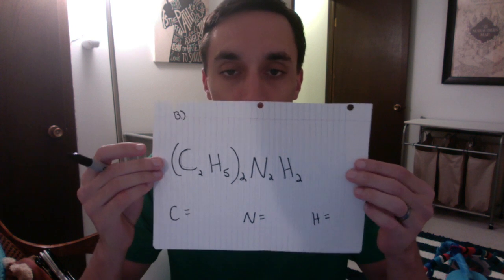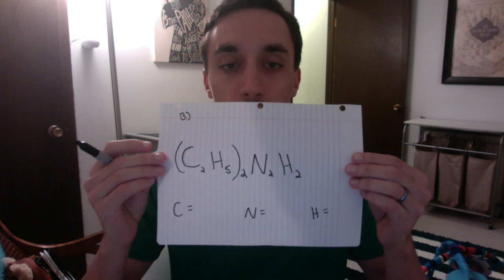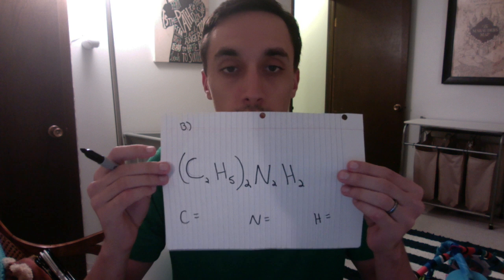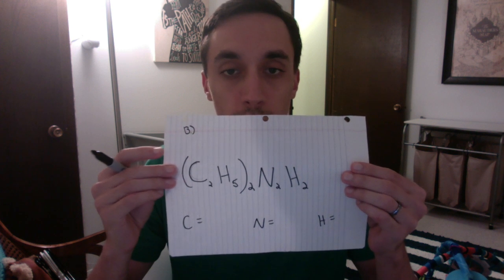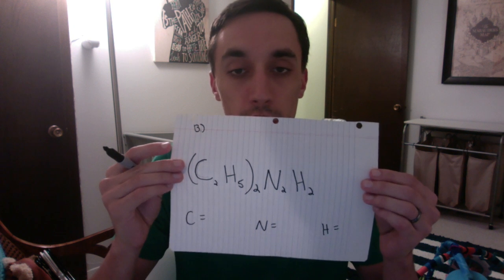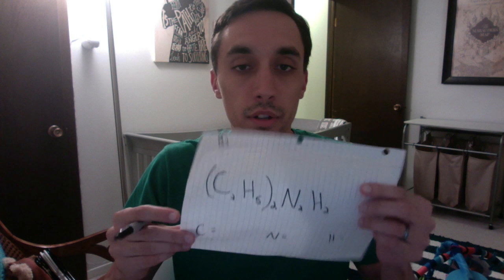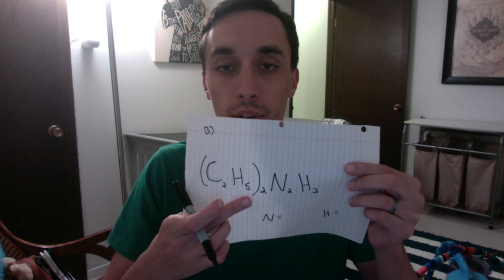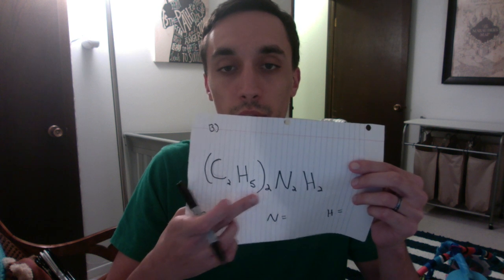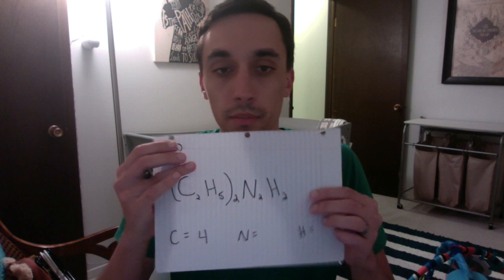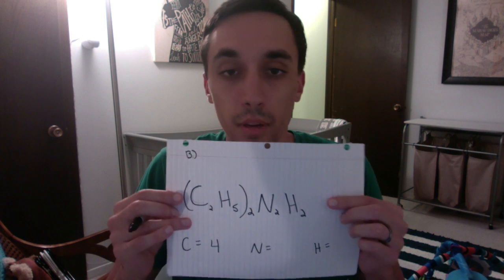So we can see by looking at this that we have three different elements: carbon, nitrogen, and hydrogen. So I'll start by counting the carbon, and because we have carbon in the parentheses, we'll have to do some multiplication. So we've got here C2, so we've got two carbons there, and then in the parentheses we've got another 2 here. So we're going to multiply 2 by 2, and we will have 4 carbons then. So 4 carbons in this compound.